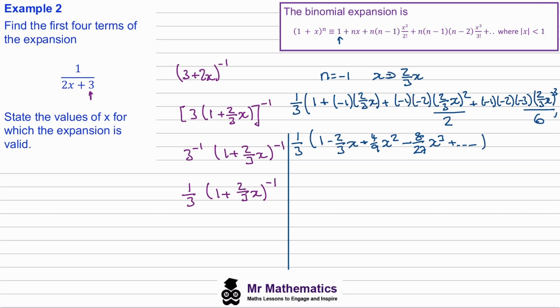So now we need to expand out this third. So 1 over 2x plus 3 will be approximately the third times the 1, the third times negative 2/3, and then multiplied by the 4 over 9, and then the negative 8 over 27.